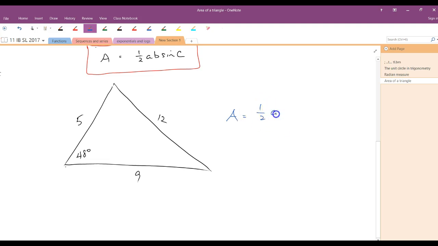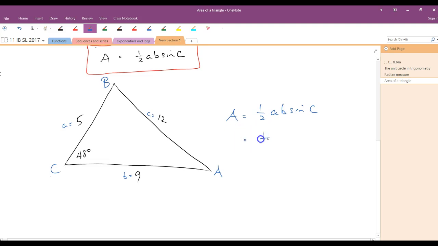So it's a half AB sine C. Now, I don't think we need to go through and label all these things, but if we did, that would be C. And I don't really mind which are my A and B. If that's B, then this is little b. If that's A, that's little a. If that's C, that's little c.